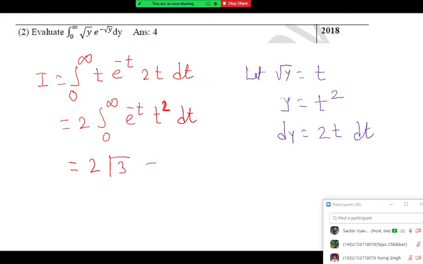So 2 gamma 3. And what is the value of gamma 3? 2 factorial, correct. And that's the required answer. Here we use this result: gamma n plus 1 is n factorial, for n as an integer. So complete this, and once you finish, tell me.